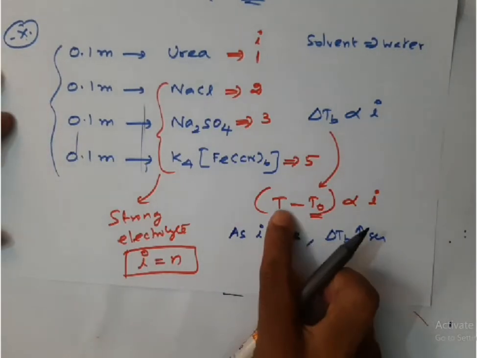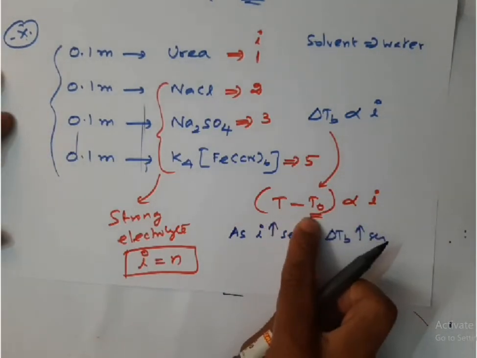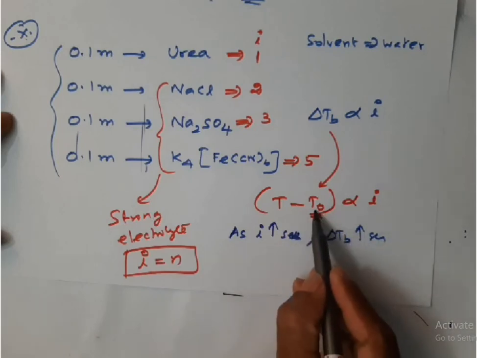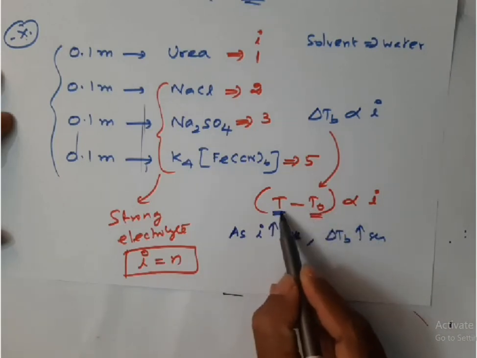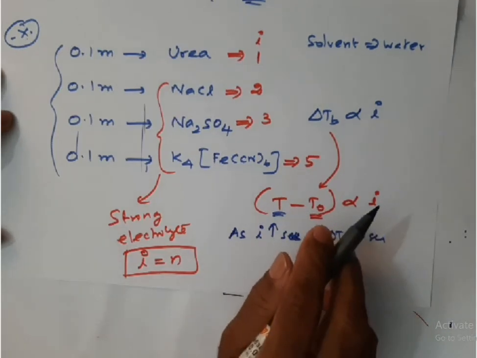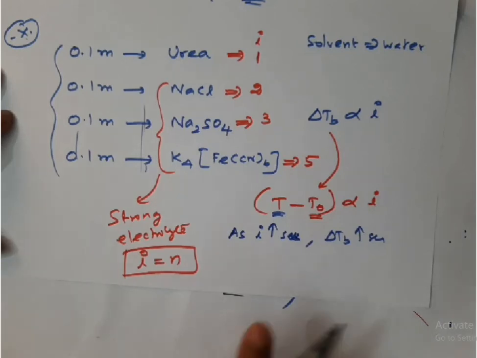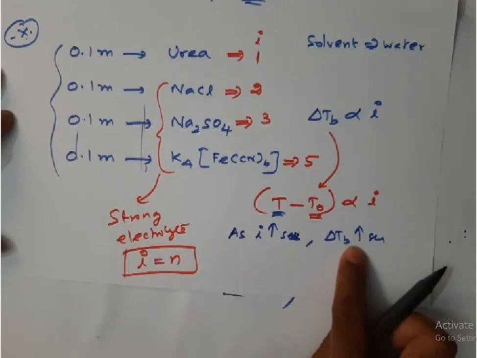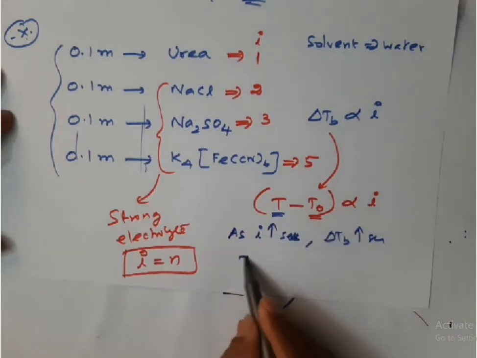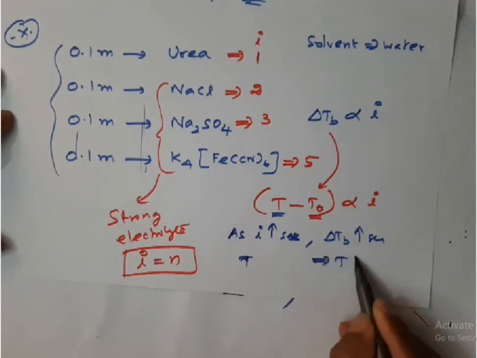Listen, T minus T naught is delta TB, correct? T naught is constant. Students, observe carefully. T naught is constant, so if T increases, T minus T naught will increase. Am I right? Correct? Yes, sir. So if delta TB increases, it means T must increase.